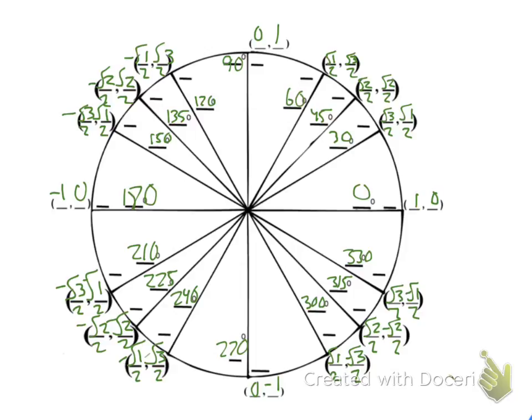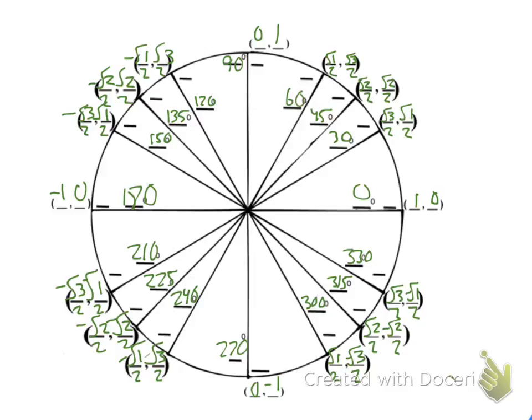Because if you remember from yesterday, we built it just with the reference triangles, right? So therefore, if you know your reference triangles, do you really need the unit circle? No, not really. But here's the thing, guys. If I just ask you, hey, what's the sine of 225?